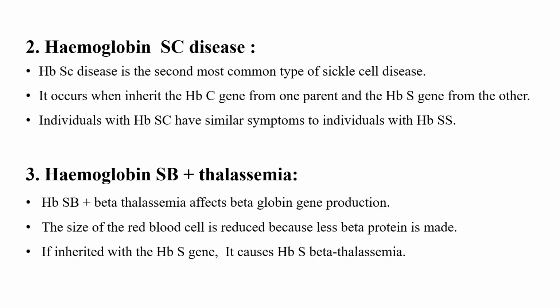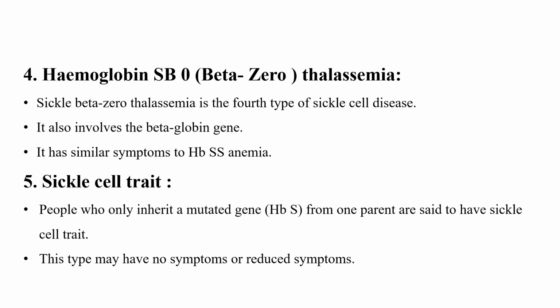The third type is hemoglobin S beta plus thalassemia. It affects beta globin gene production. The size of the red blood cells is reduced because less beta protein is made. If inherited with the HbS gene, it causes HbS beta thalassemia. The fourth type of sickle cell disease is sickle beta 0 thalassemia. It also involves the beta globin gene, and it has similar symptoms to HbSS anemia.